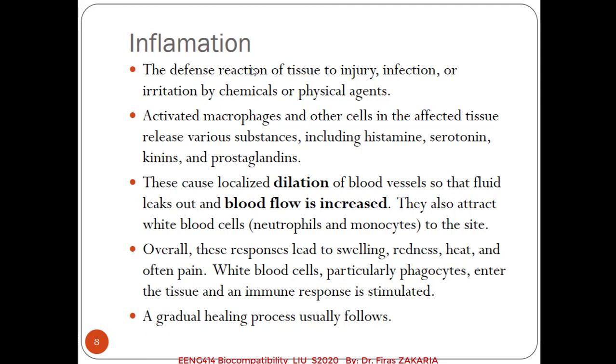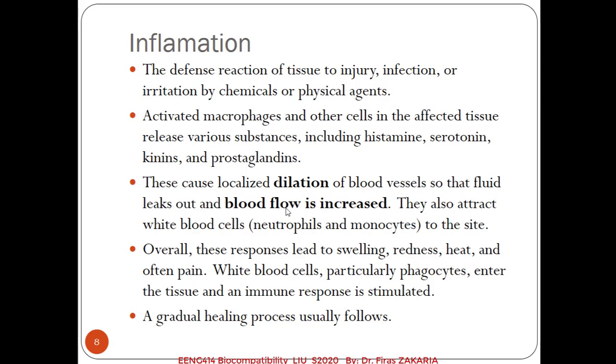This is a defense process, a defense reaction of tissue to injury. First, there is activation of macrophages and other cells in the injured tissue. And so we have a release of various substances like histamine, serotonin, kinins, and prostaglandins. These released substances cause localized dilatation of blood vessels. And so fluid leaks out and blood flow is increased. The dilatation of blood vessels results in an increase in blood flow.